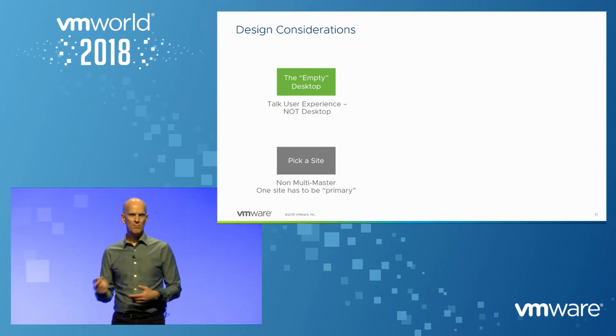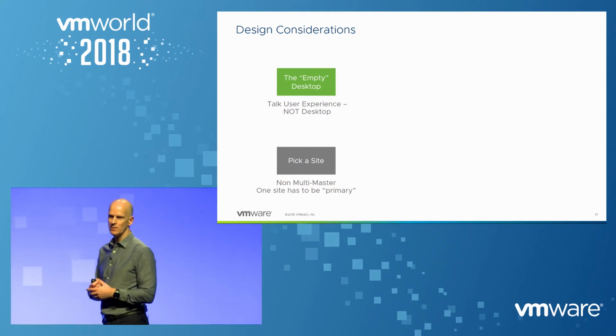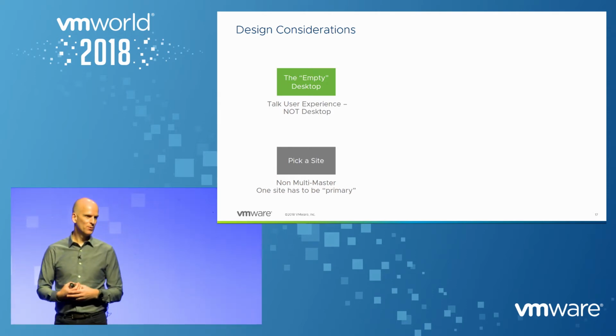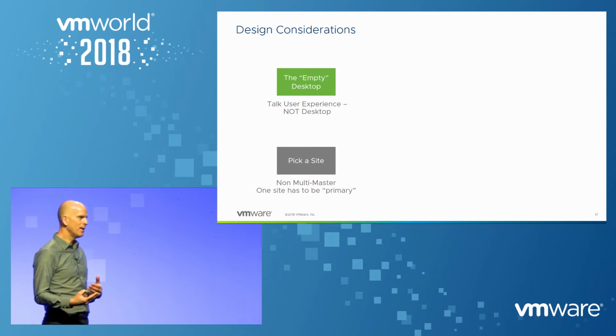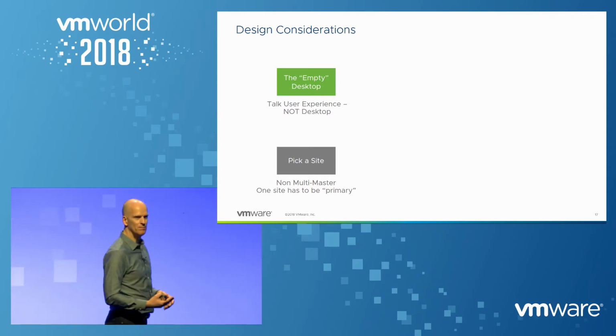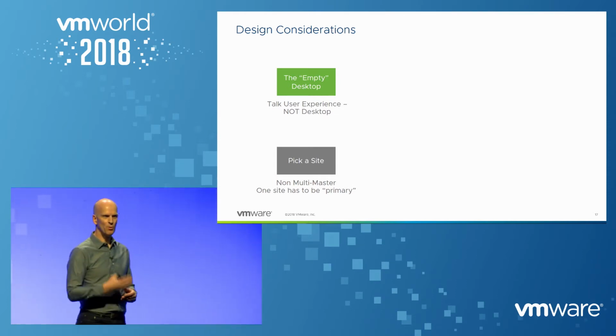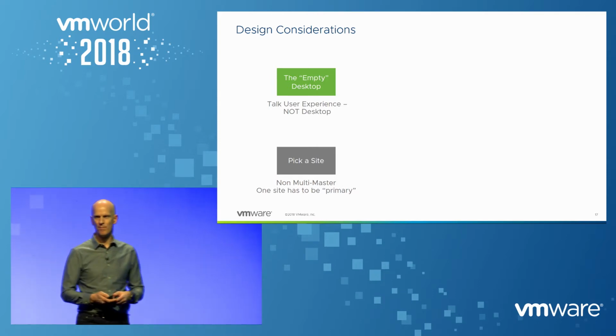There's going to be non-VMware software as well that's non-multi-master. So even stuff like Active Directory roles. Where are they, and then what relies on them? How do I recover them? In what order do I need to recover them?